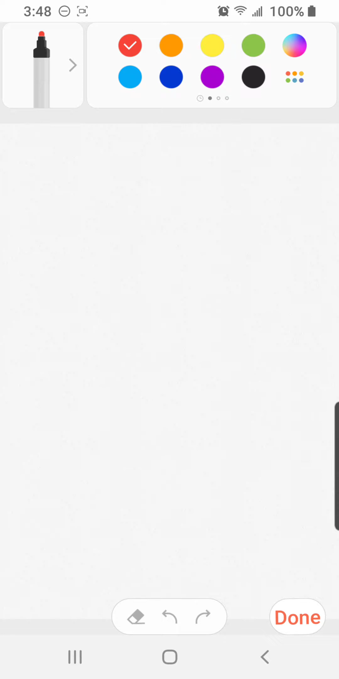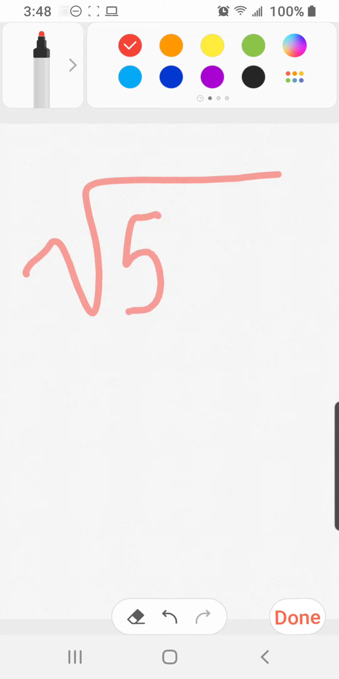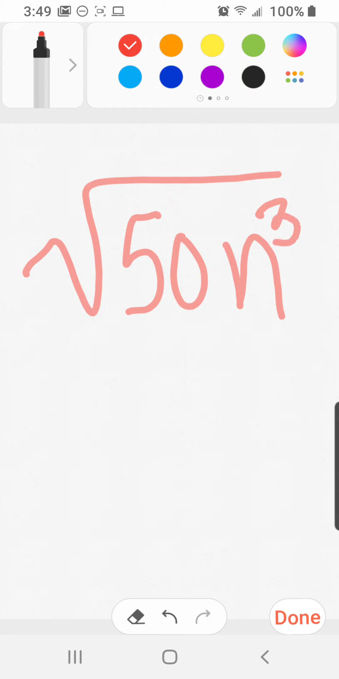Hey y'all, so this time I am going to make a video reducing radicals that also have variables. Esa vez voy a reducir un radical que también tiene variables. I am going to do the square root of 50n to the third. Voy a tener la raíz cuadrada de 50n a la tercera.